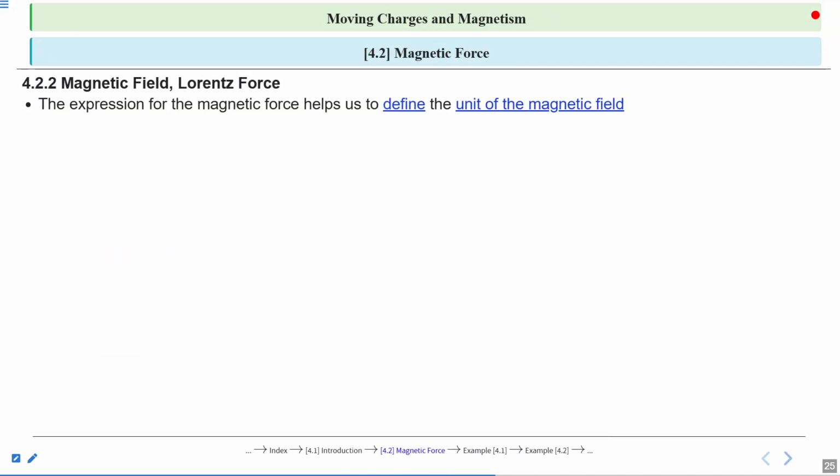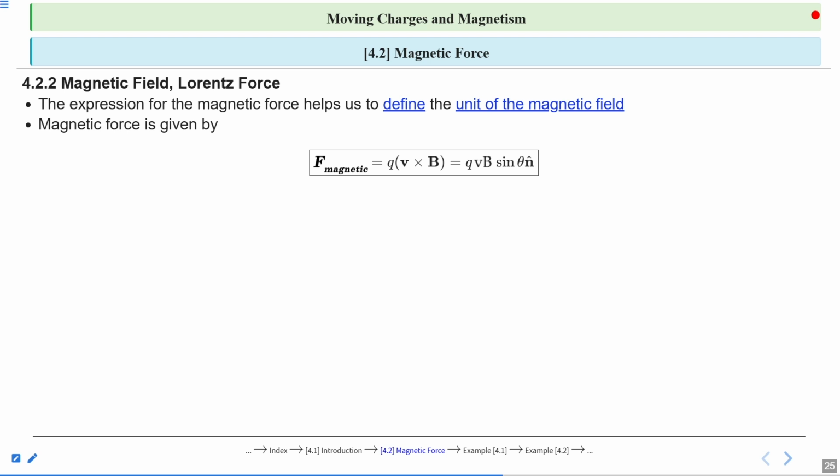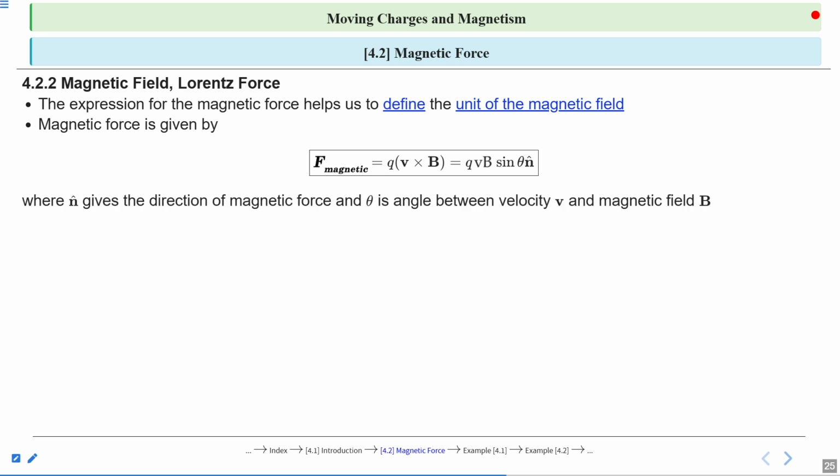The expression for the magnetic force helps us to define the unit of magnetic field. So magnetic force is given by q v cross B, qvB sin theta. Now we have not applied the mod, that means magnitude. So direction will also be there, n cap, that is the direction, and direction can be found using the right hand rule for vector products, where n cap gives the direction of magnetic force and theta is the angle between velocity v and magnetic field B.